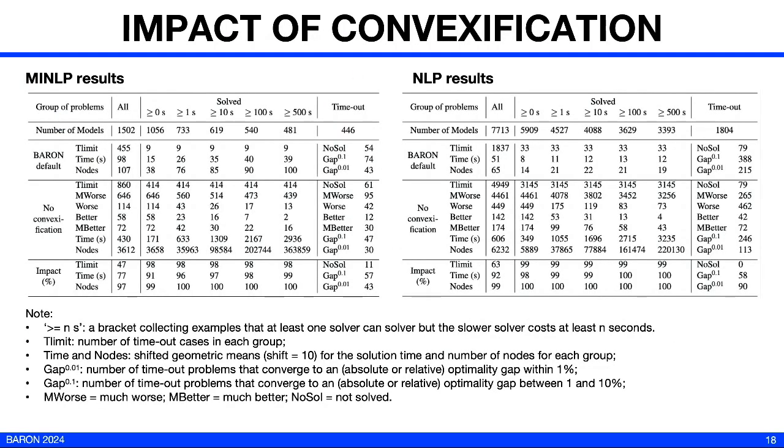Here the two tables for convexification show us that convexification can reduce the number of timeout examples. You can see this number more clearly from the MINLP results. Originally, without convexification, BARON times out for over 3,000 problems, almost half of the library. But with this convexification, many bounds can be closed before the time limit, and then we see only 33 problems that time out in this bracket.